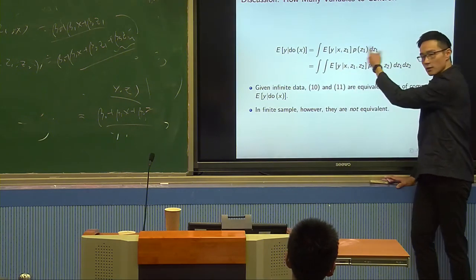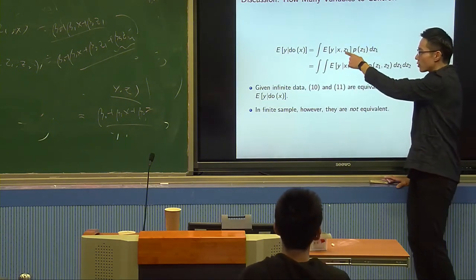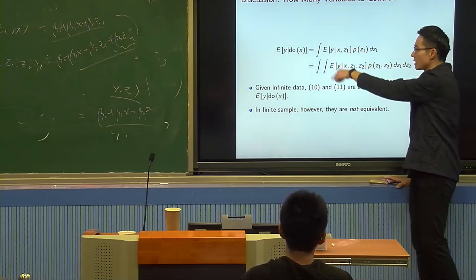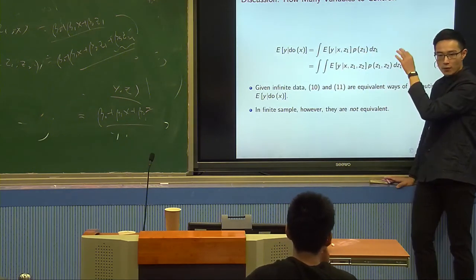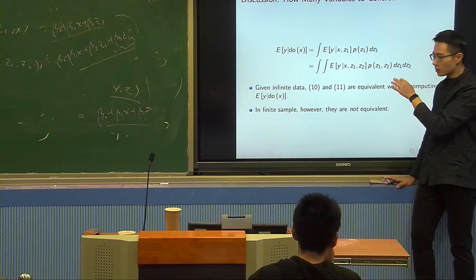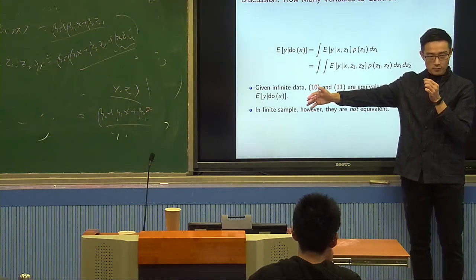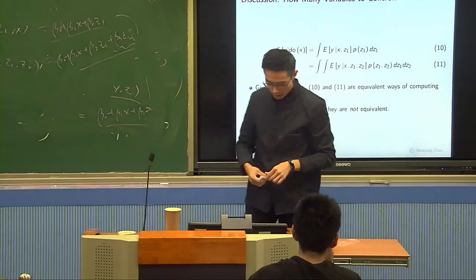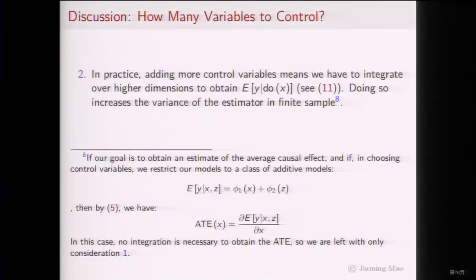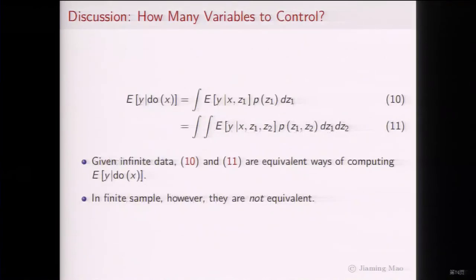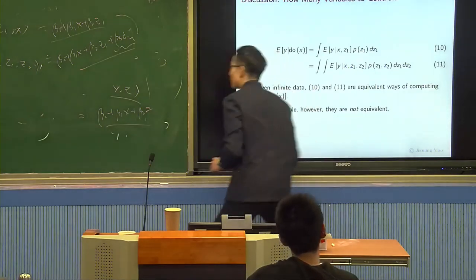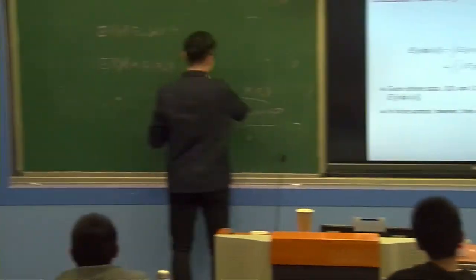And in this setup, we only need to integrate with respect to z1. In this setup, we need to integrate with respect to both z1 and z2. In other words, the dimension of integration becomes larger. Now, how do we do integration in practice? Remember, we do integration in practice by doing a Monte Carlo thing, right?